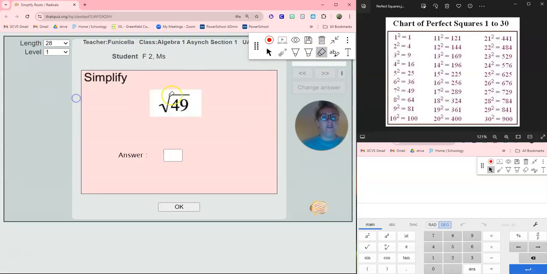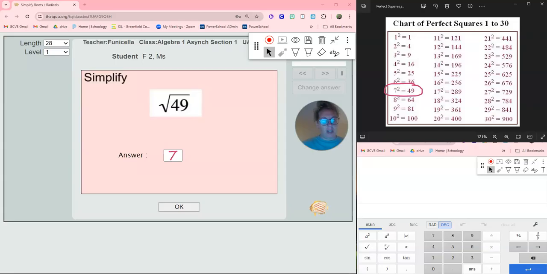Once you do, this is the first problem you should see, and it is the square root of 49. Notice that I have a whole chart of perfect squares pulled up as well as my calculator. I definitely recommend you having those tools ready to go as you're working through all of these assignments. I see 49 is a perfect square, and our answer is going to be 7 because the square root of 49 is 7, since 7 squared gets us 49.